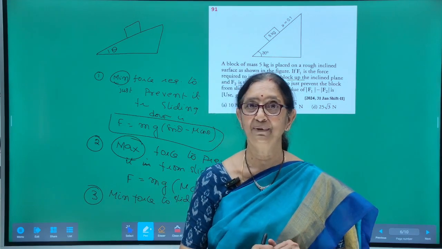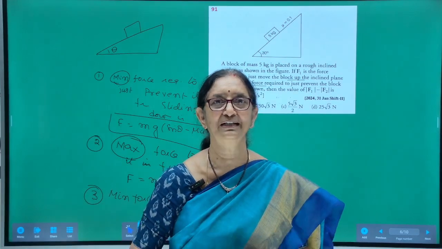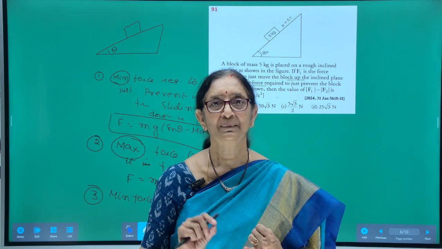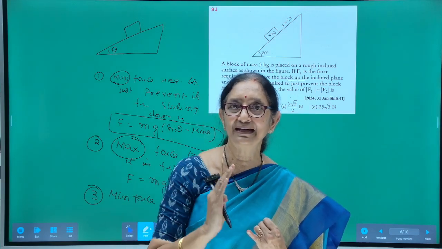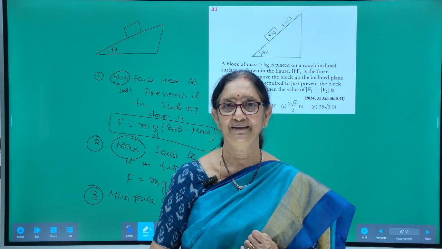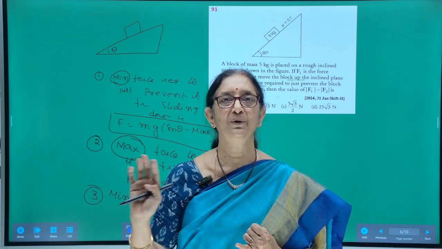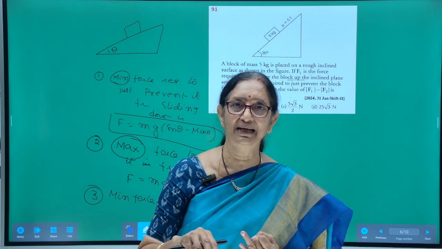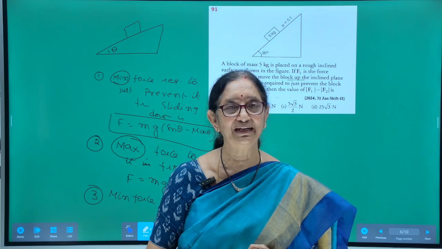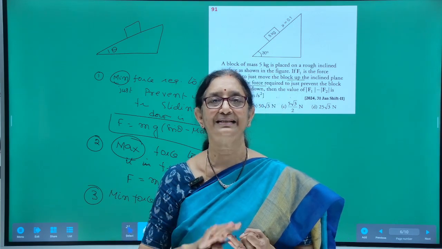Now, do you remember? I am telling you a secret which is very important in friction. So, the first one, the minimum force required to prevent a body from sliding down the incline is mg of sin theta minus mu cos theta. The maximum force that can be applied to prevent sliding down the incline is mg of mu cos theta minus sin theta.